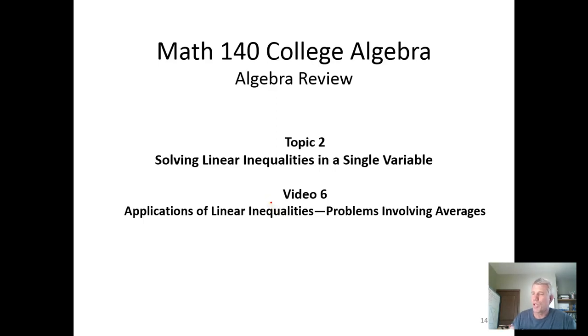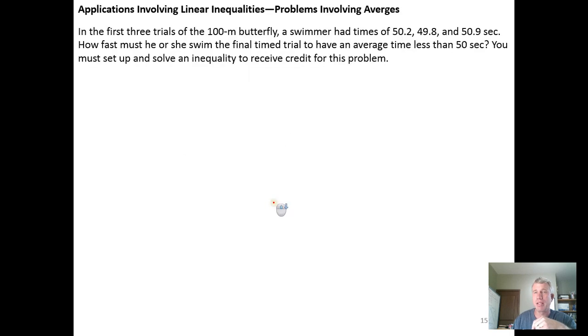So in this video, we're going to be looking at how to solve application problems that involve linear inequalities in a single variable. And this particular problem is going to involve calculating the score needed to obtain a desired average. So if we read through this, it says in the first 3 trials of the 100-meter butterfly, which is a type of swim stroke, a swimmer had average times of 50.2, 49.8, and 50.9 seconds.